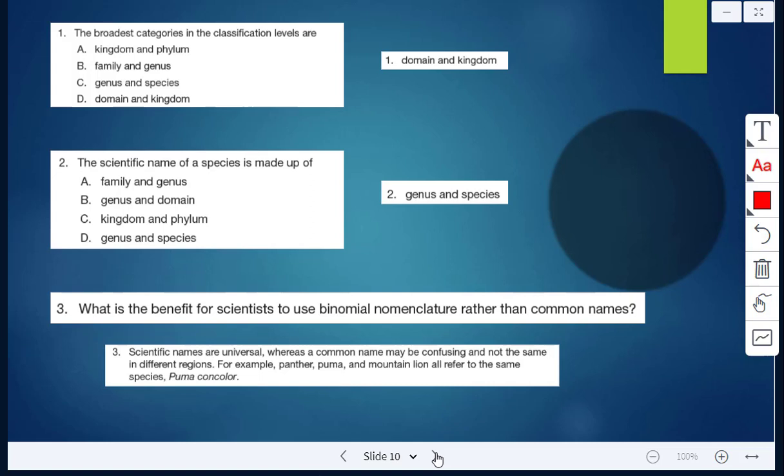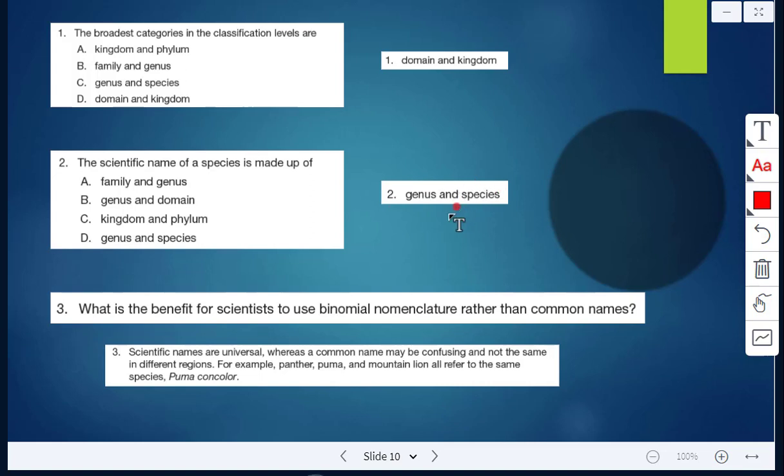Question 2, the scientific name of a species is made up of family and genus, genus and domain, kingdom and phylum, or genus and species. So like we talked about before, whenever we give a scientific name for a species, it's the genus name and then the species name.